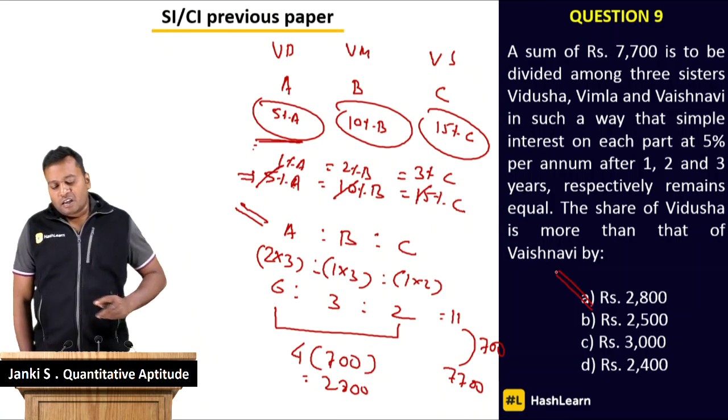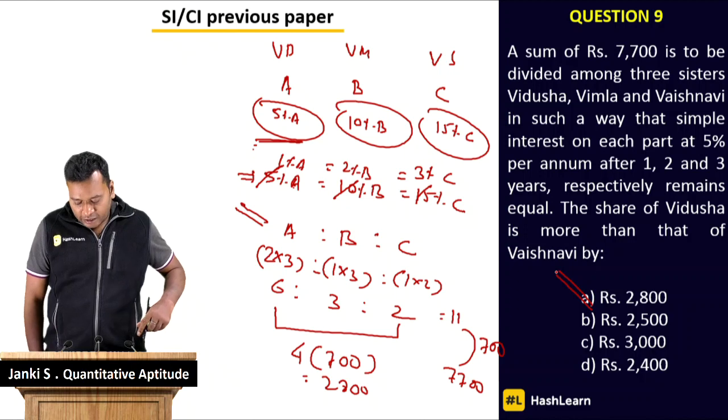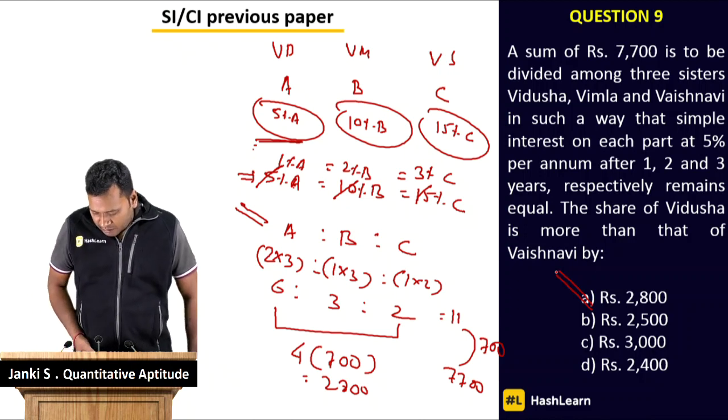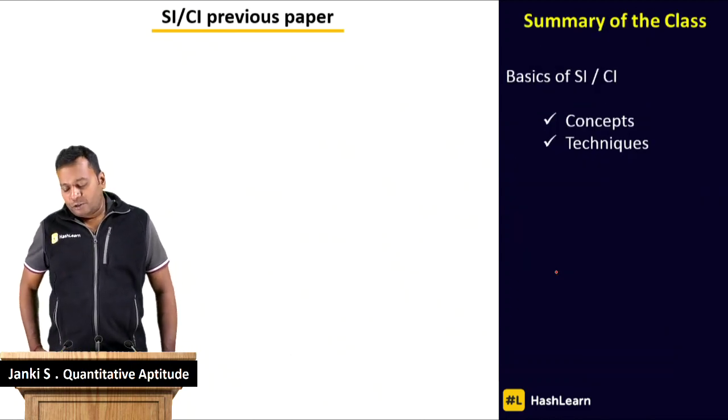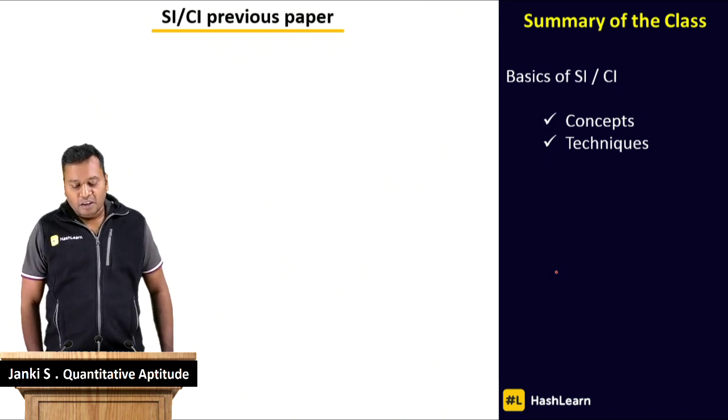So it seems that it's a simple interest question, but actually not. It's more of a percentage and ratio part here. Right? So these are a few of the important questions which have appeared earlier in the examination. So what is the summary of the class today?